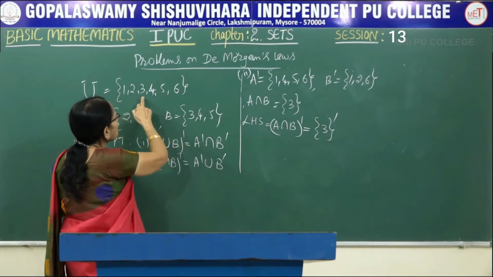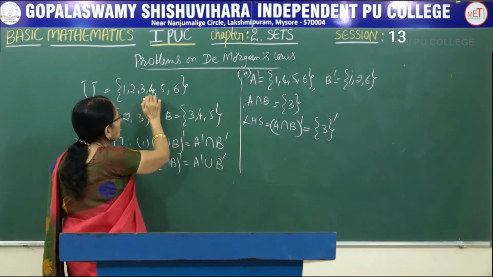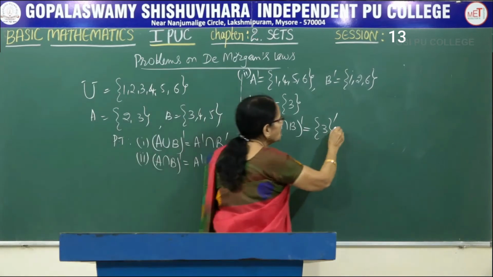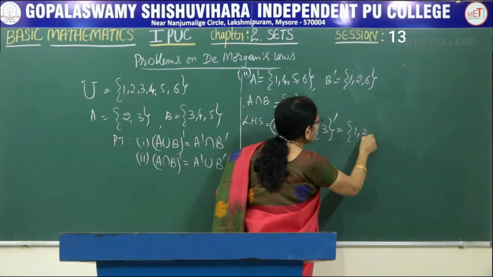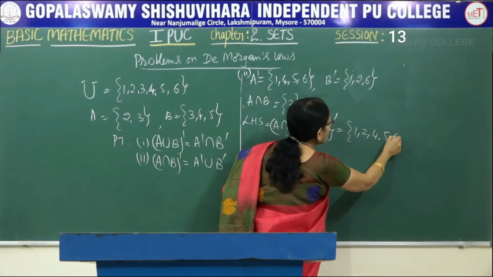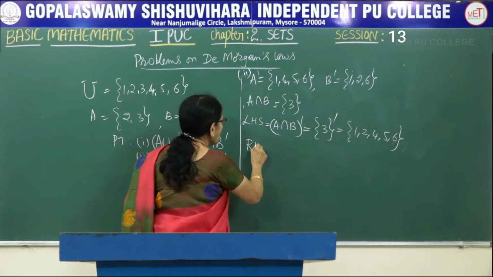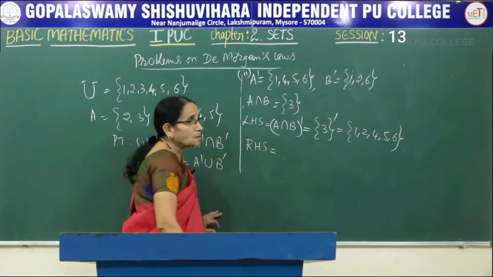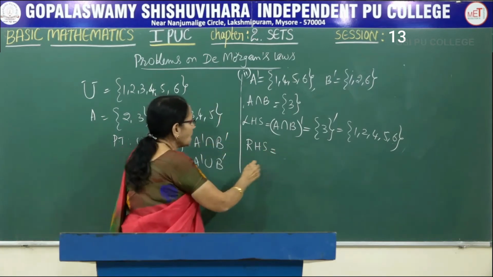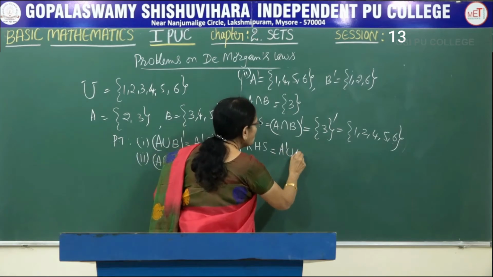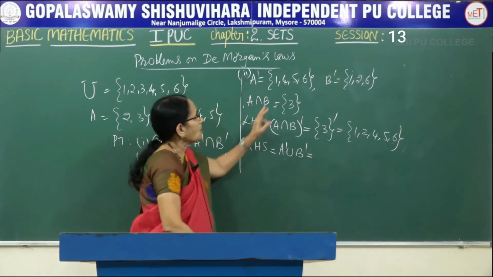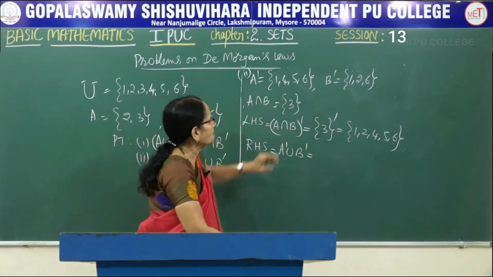So what is the complement here? If you take out the 3, we get 1, 2, 4, 5, 6. So the left hand side is having the 5 elements 1, 2, 4, 5, 6. Now come to the right hand side. Right hand side is A' union B'. Already we have calculated A' and B'.